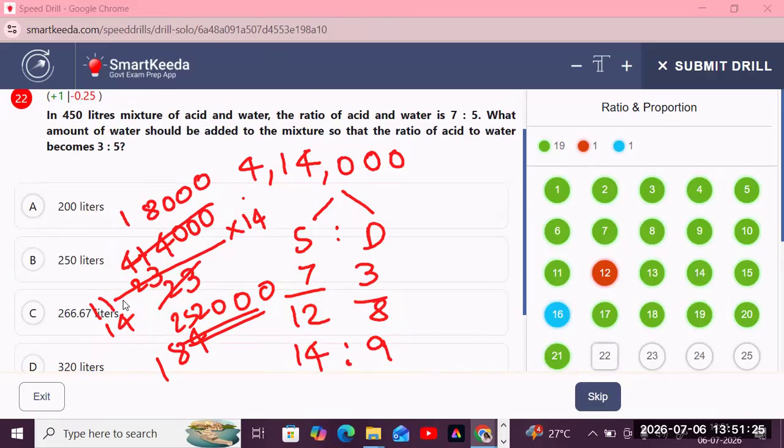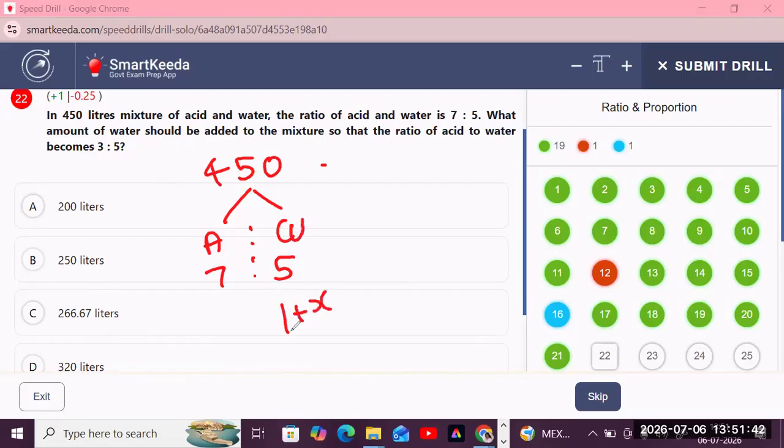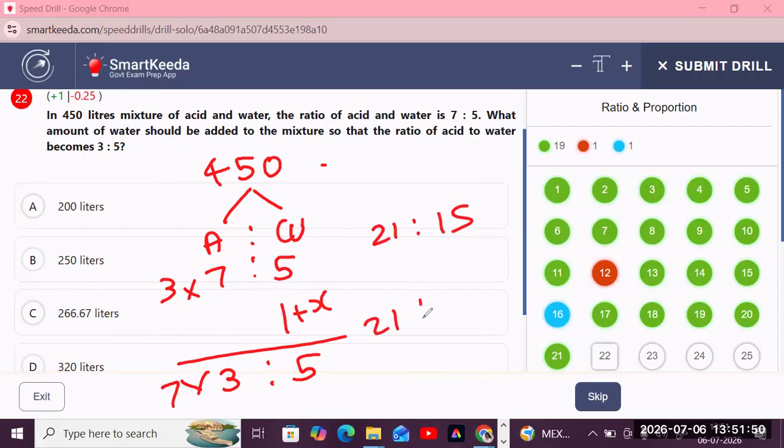Now moving forward, 450 liters of mixture contains acid and water in the ratio 7:5. What amount of water should be added to the mixture so that ratio becomes 3/5? यहाँ पे 3 से यहाँ पे 7 से मल्टीप्लाई करेंगे 7 into 15, 21 into 35. तो ये जो है 36/4 450 है ना. तो इंटू 20.